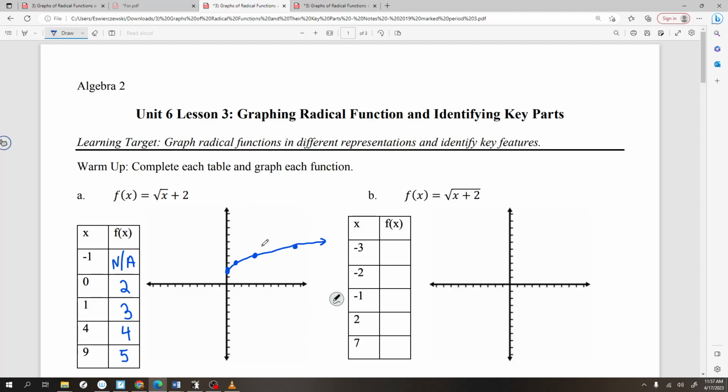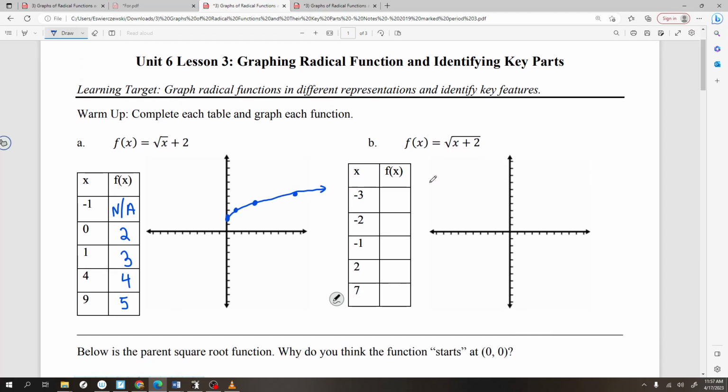All right, I'm going to pause our video, and the class is going to work on B. If you're watching this video at home, I encourage you to pause the video and try it on your own.